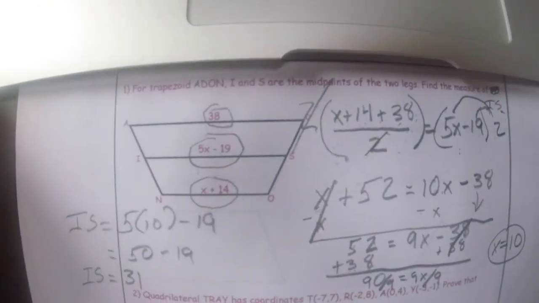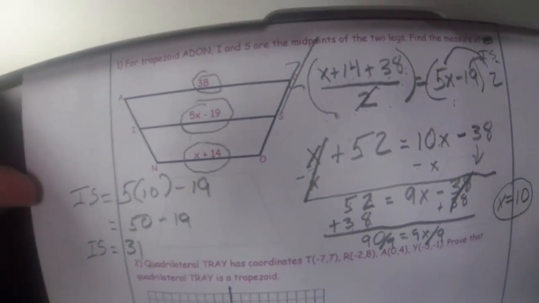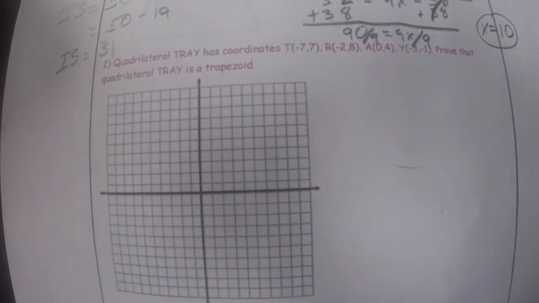All right, we're going to finish off this lesson with 2 of your guys' favorite things. I have 2 proofs for you. Numbers 2 and 3 are proofs. I know you guys love proofs.